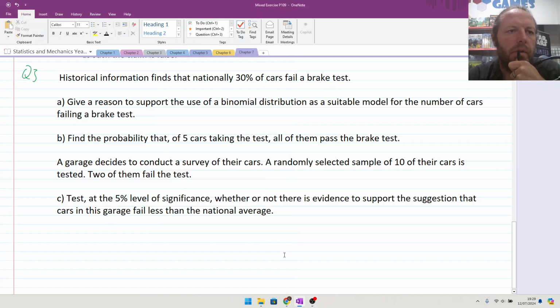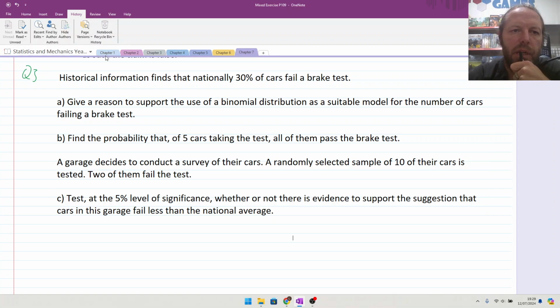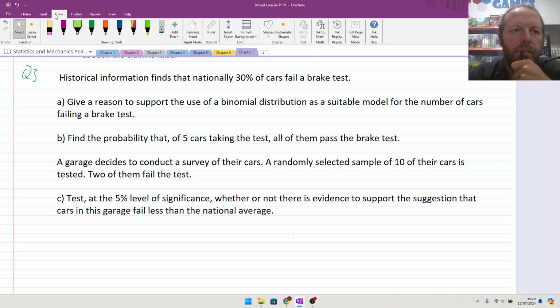Okay, so here we are doing Stats and Mechanics, Year 1, Chapter 7, Hypothesis Testing. Question 3. It states, historical information finds that nationally 30% of the cars fail a brake test. Part A. Give a reason to support the use of a binomial distribution as a suitable model for the number of cars failing the brake test.